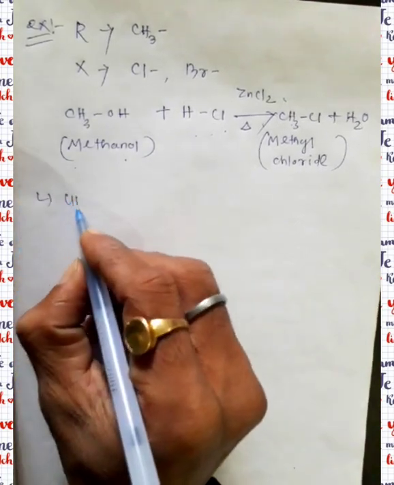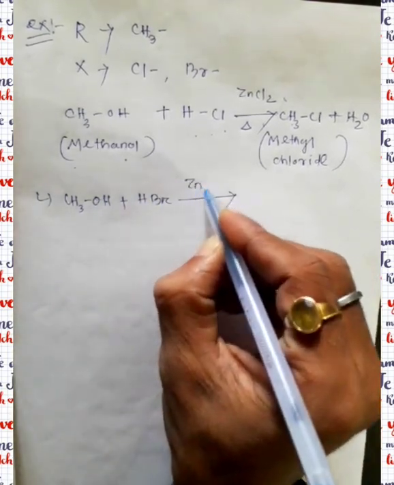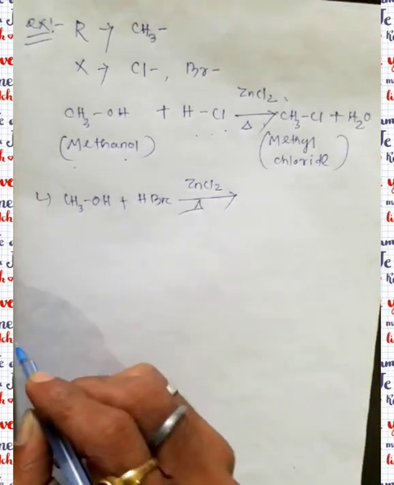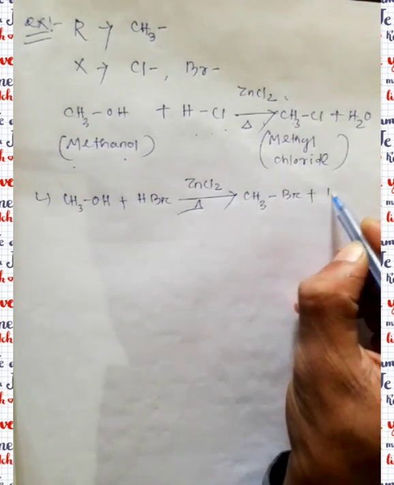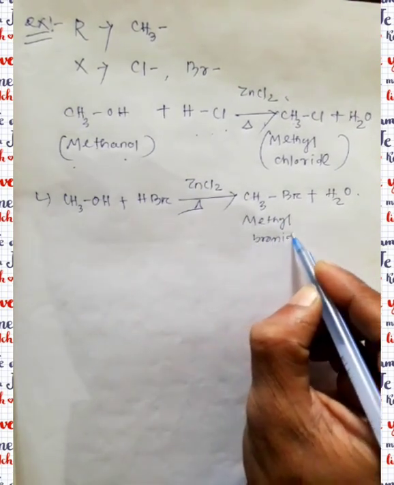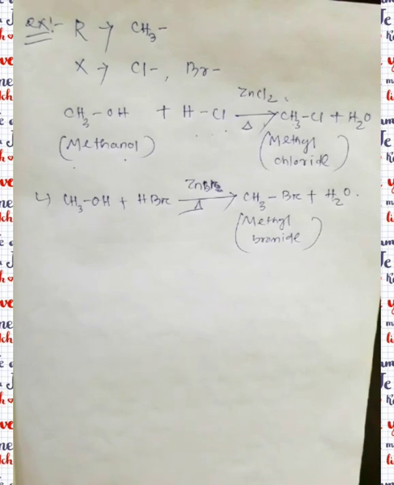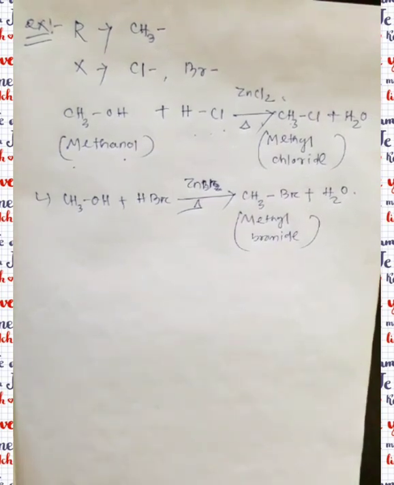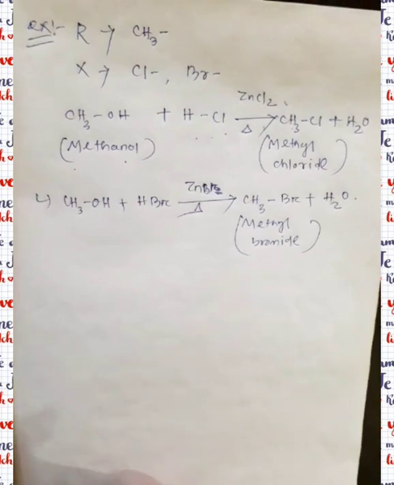Another example, you can take CH3OH plus HBr in presence of same reagent, that is zinc chloride, and heated, it forms CH3Br plus water, that is methyl bromide. You can take also here zinc bromide, ZnBr2. This is the overall process of preparation of haloalkanes, that is alkyl halide prepared from alcohol.